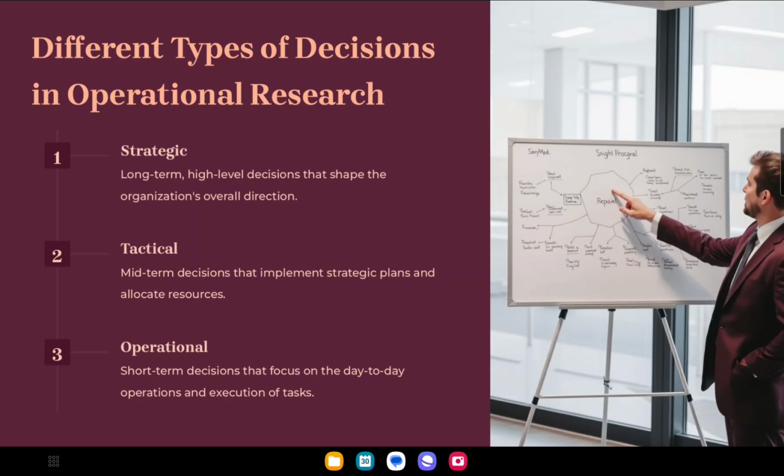So, the last type of decision in operational research is operational decisions. These are short term, day to day decisions like scheduling employee shifts or managing inventory levels. Together, these decision levels ensure that an organization runs efficiently while staying aligned with its broader goals.